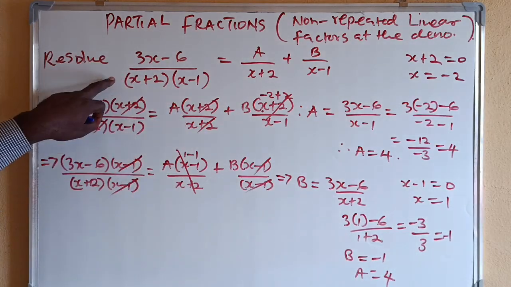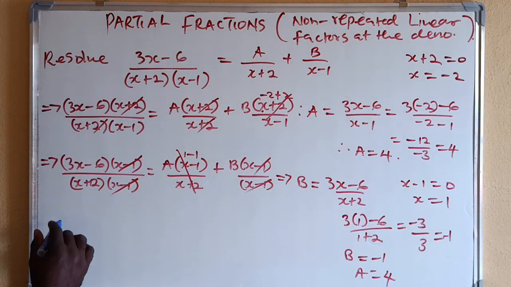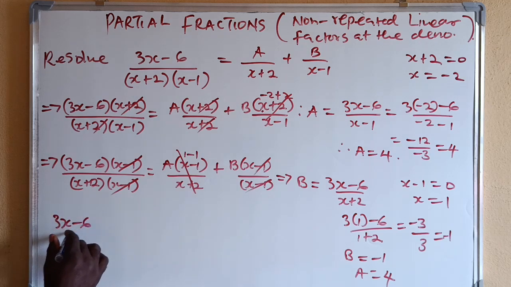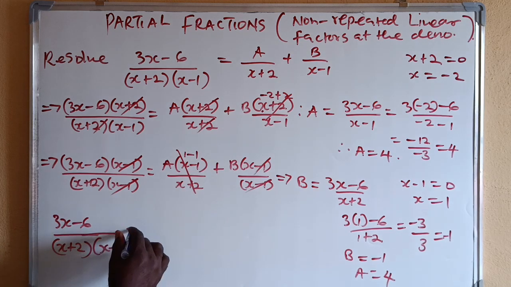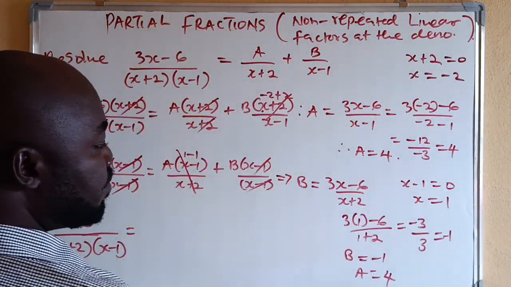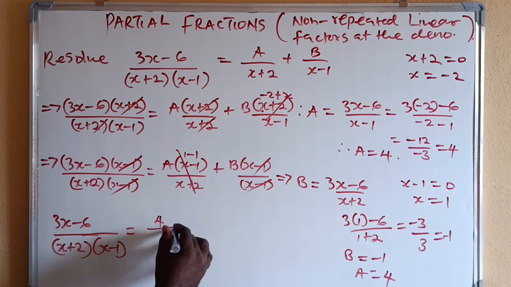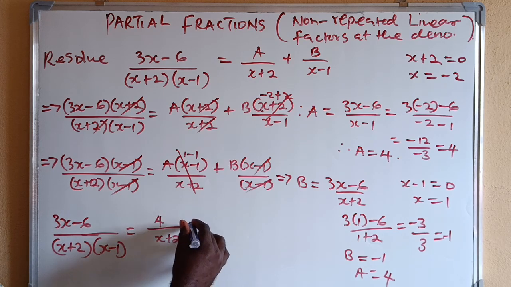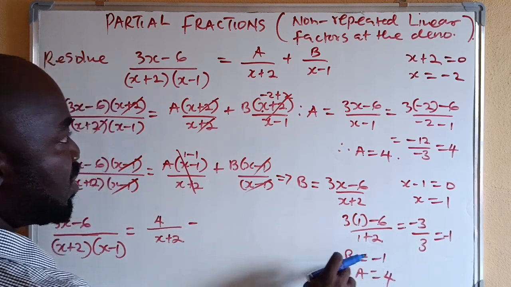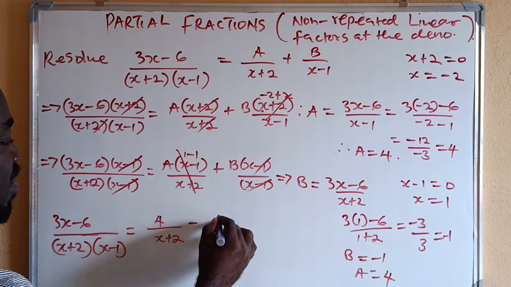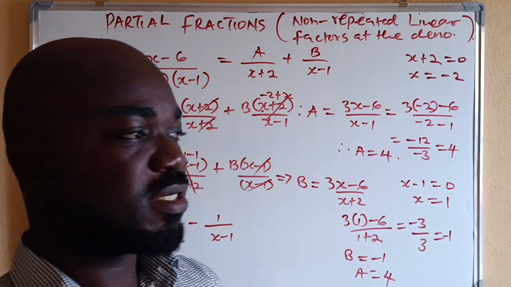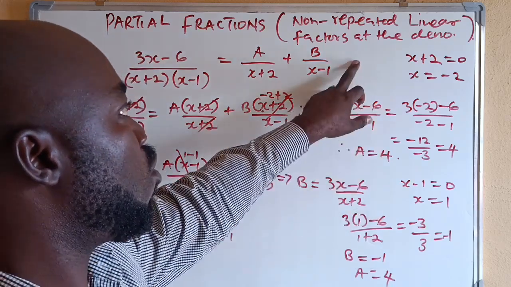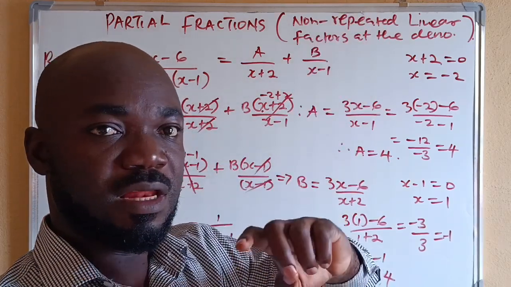So if I now bring it back to the fraction that has 3x minus 6 over x plus 2 and then x minus 1, my A is 4. So I'll be having 4 over x plus 2. Then minus 1 is for B, so now I have minus 1 over x minus 1. So this is how to resolve partial fractions using the cover-up method, but this works mainly for non-repeated linear factors at the denominator.